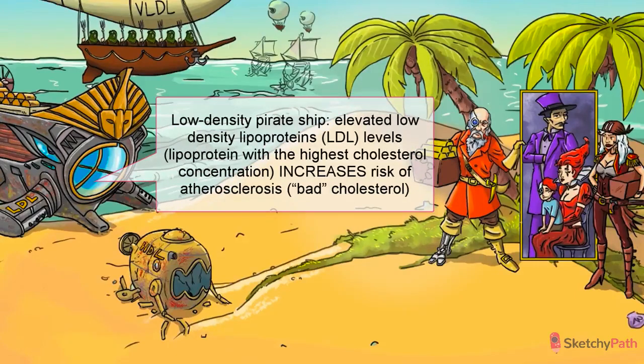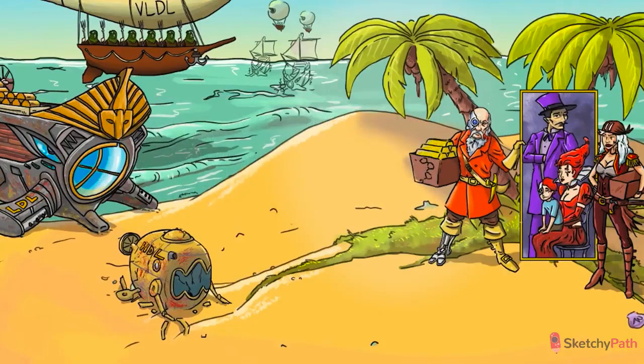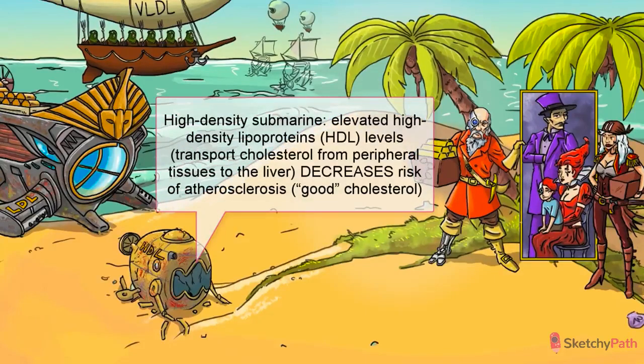Low-density lipoproteins, or LDLs specifically, are laden with the highest concentration of cholesterol. So it goes without saying that elevated LDL levels, or bad cholesterol, increase the risk of atherosclerosis. At Sketchy, LDLs are represented by low-density steampunk ships that float around, transporting cholesterol chests to peripheral tissues throughout the body. High-density lipoproteins are also carrying cholesterol, and this is reported as HDL cholesterol.